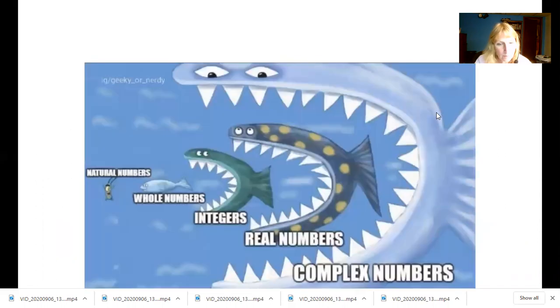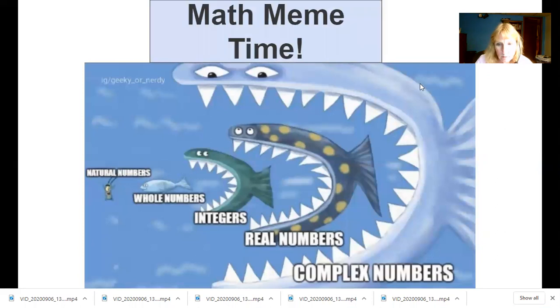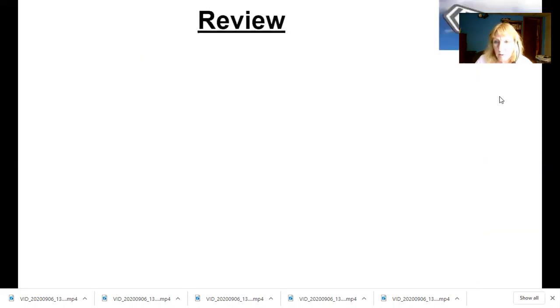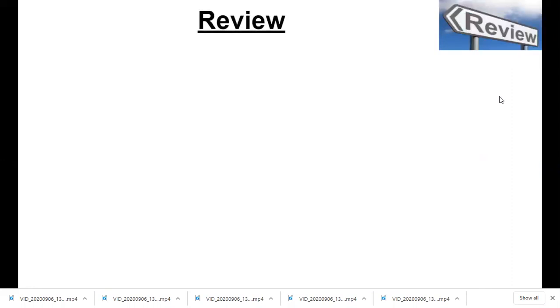So let's move on. Here's my little math meme today. It's basically saying that complex numbers are eaten by real numbers, which are eaten by integers, which are eaten by whole numbers, which are eaten by natural numbers. Complex numbers, by the way, include the imaginary numbers as well, so that's something we won't be discussing much in this grade. There's my math meme.